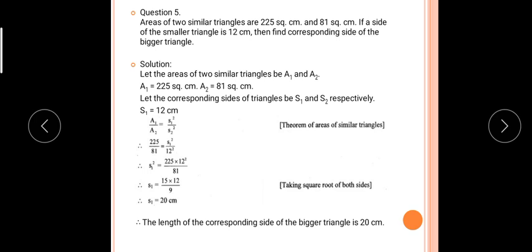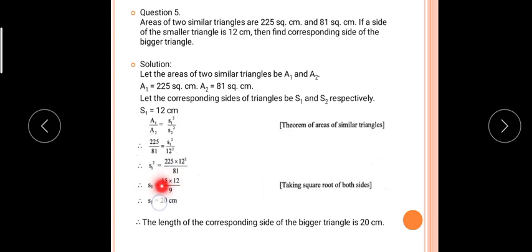Whose area is less, that side is less, obviously. Then, according to the theorem of area of similar triangles, A1 upon A2 is equal to S1 square upon S2 square, and therefore 225 upon 81 is equal to S1 square upon 12 square. So S1 square is equal to this, you have to shift this to this side, you will get 12 square, and then S1 is equal to 15 into, because I am taking the square root of all the terms. Because they are in multiplication and division, we can take the square root directly.